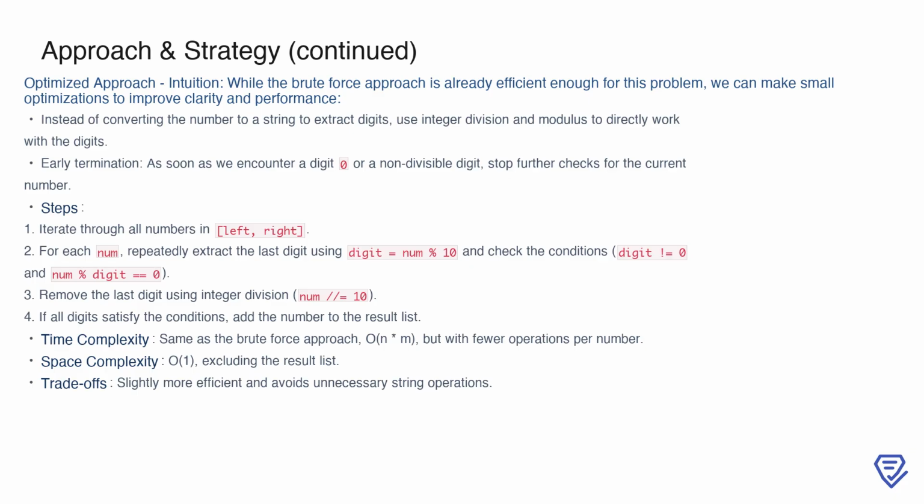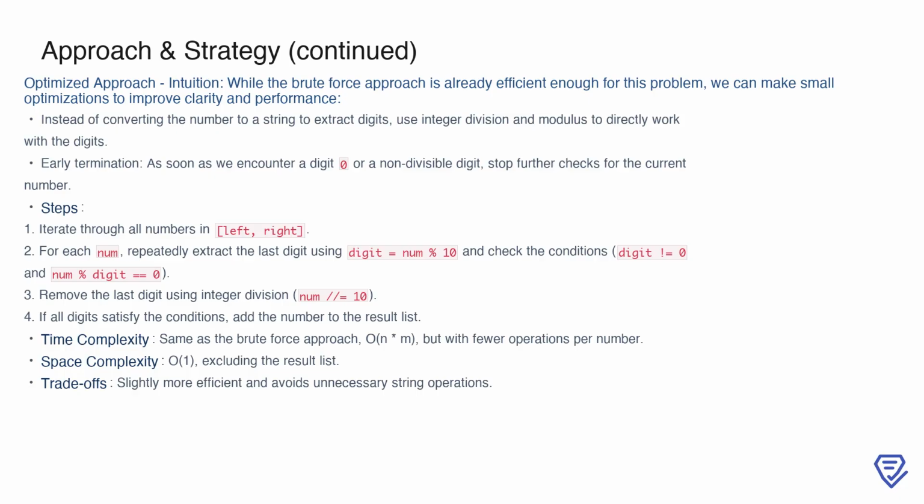Now, to improve on the brute force approach, we can make some optimizations that enhance both clarity and performance. Instead of converting numbers into strings to extract their digits, we use arithmetic operations, specifically integer division and modulus, to directly work with the digits. This eliminates the overhead of string manipulation.